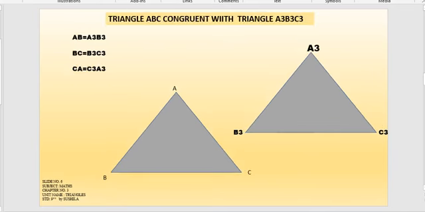Now come to the next part of the chapter, that is triangle ABC congruent with triangle A3, B3, C3, right? Here it is with respect to the sides. AB will be equal to A3B3, BC will be equal to B3C3, and AC will be equal to A3C3, with respect to their sides. And how will we check? In the same manner only.